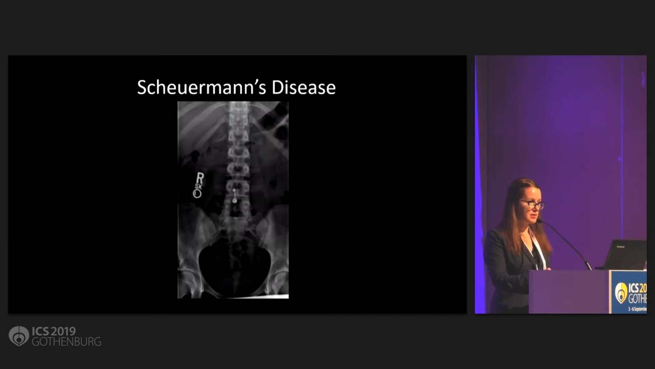This is one I saw for the first time this year. This young lady presented with urethral pain, and she was found to have something called Scheuermann's disease, which is sort of a kyphosis variant that one sees in the lumbar spine in teenagers.